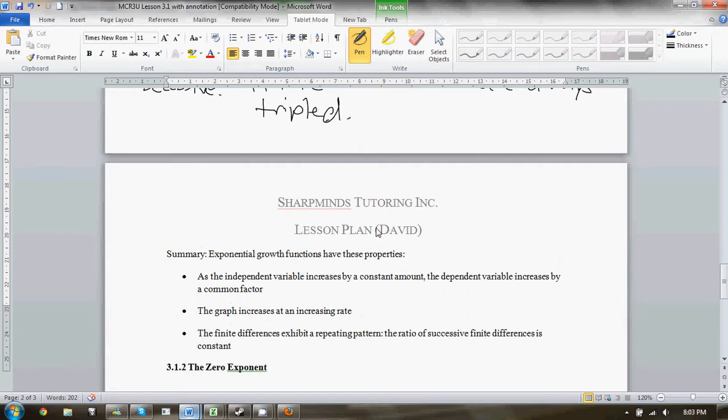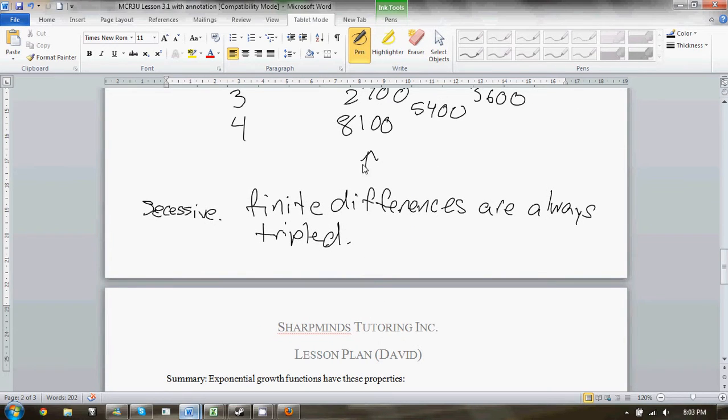And it's only tripled because in this specific example, the bacterial population triples after every day. But if it said it doubled, then obviously the finite differences would be doubled. If the population halved with every day, then the finite differences would always be halved, and so on.